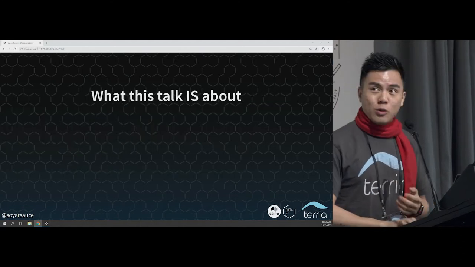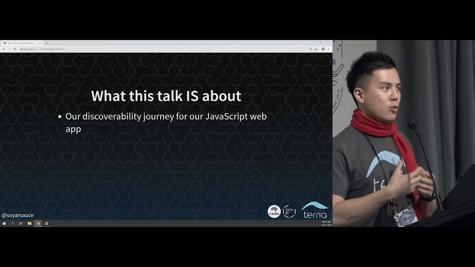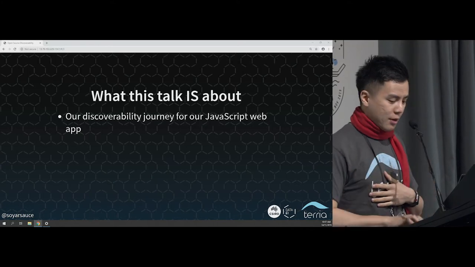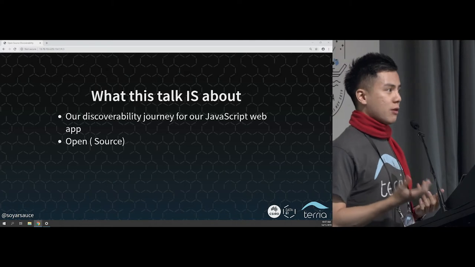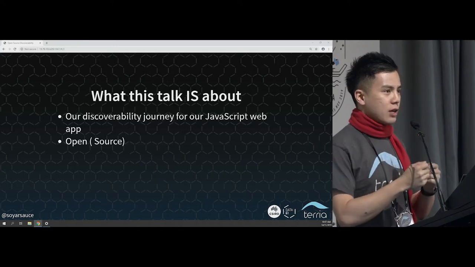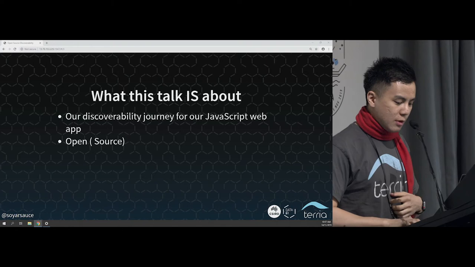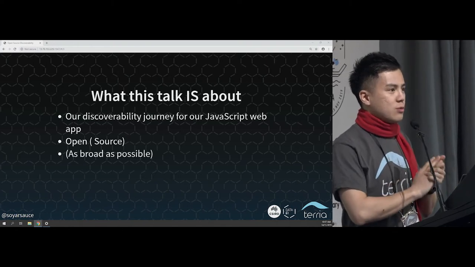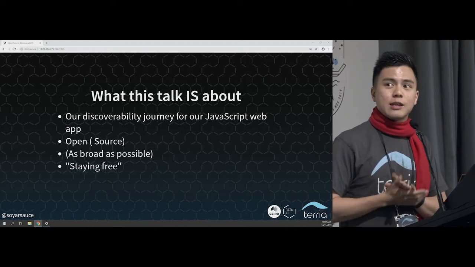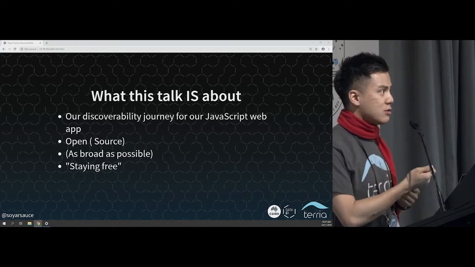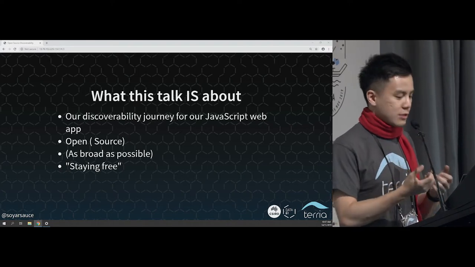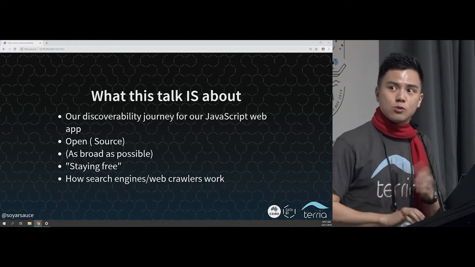So what it will be about is how we began our journey into making Terrier more discoverable. Terrier is a JavaScript web app, and we did this while maintaining our open source ethos. So we wanted to apply an approach that worked with the way that we work in the open. The technique will be as broad as possible, so this will be broadly applicable to every single page app out there, and staying free. So we didn't want to make it cost anything additional to run a Terrier map. We just wanted to add this new cool thing without having to increase the cost. And I'll give a crash course in search engines or web crawlers.